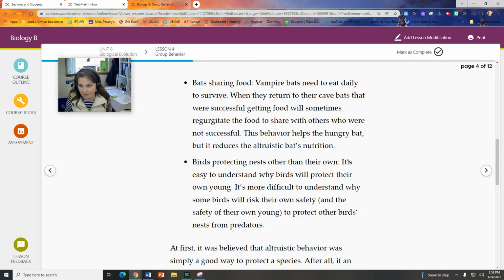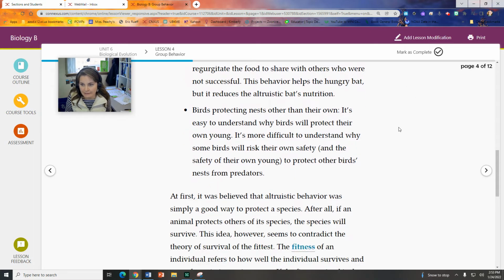Bats sharing food. It mentions that vampire bats need to eat daily to survive. When they return to their cave, bats that were successful in getting food will sometimes regurgitate the food to share it with others who are not successful. So they're helping survivability of the whole group of bats by regurgitating part of their meal to feed those bats that couldn't eat. Birds protecting other nests other than their own. So in this case, we're talking about birds that help defend other birds' territory from, say, a fox or something like that, even if it's not their nest, it's not even their species.